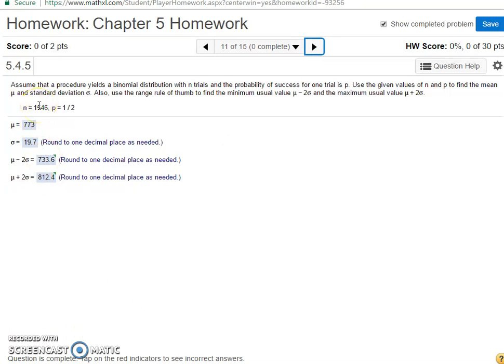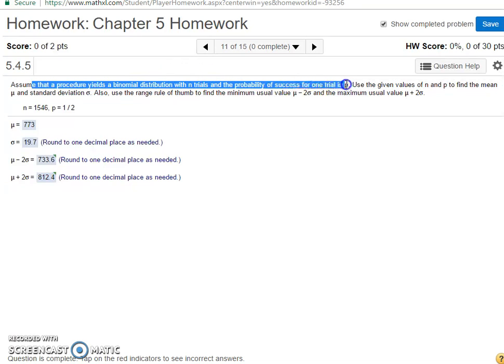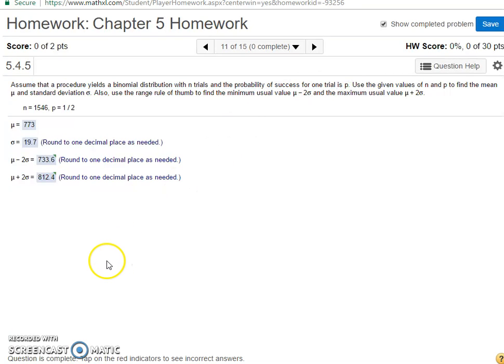This one's going to ask you to do a little bit more work. Assume the procedure yields a binomial distribution with n trials and probability of success for one trial is p. Given the values of n and p, find the mean and the standard deviation. Also use the range rule of thumb to find the minimum usual value and the maximum usual value.